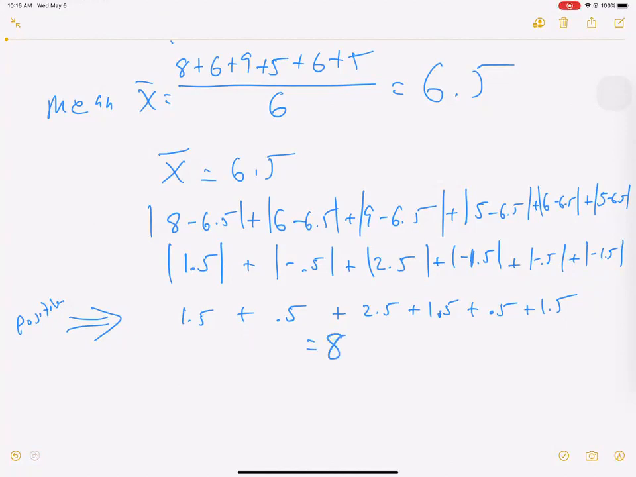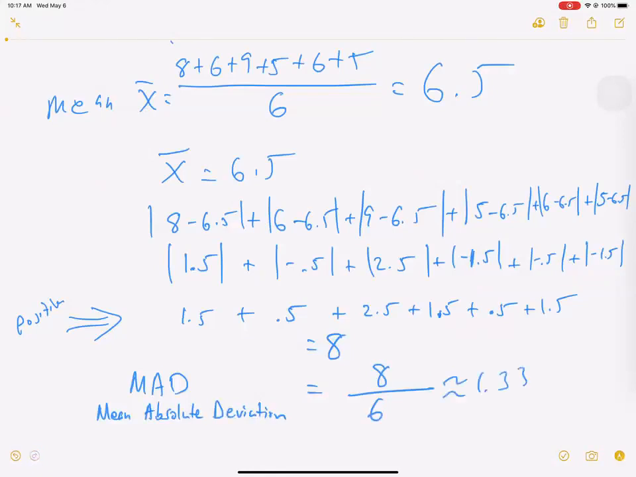Now to find our MAD value, our mean absolute deviation, we then take that and we divide it by the number of terms we had. We had 6 terms. And that's going to give us approximately 1.33.